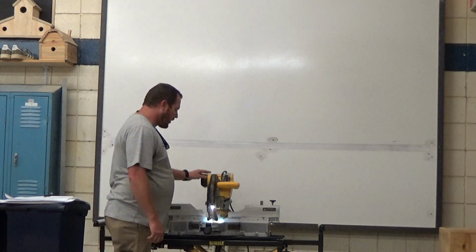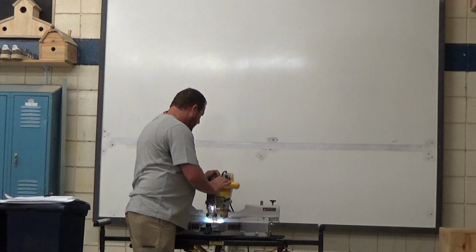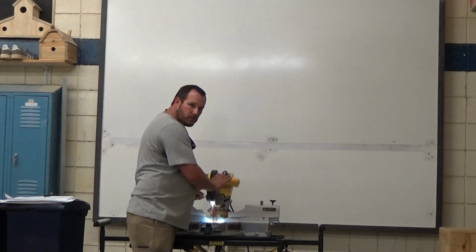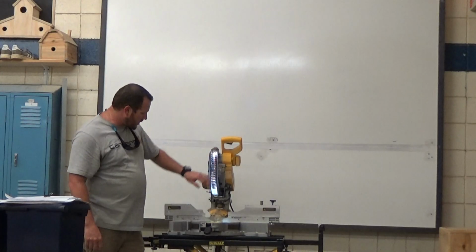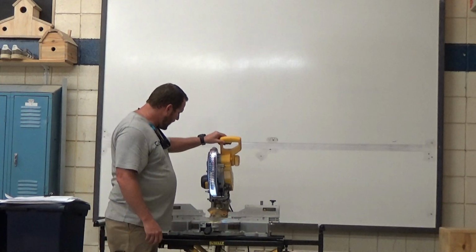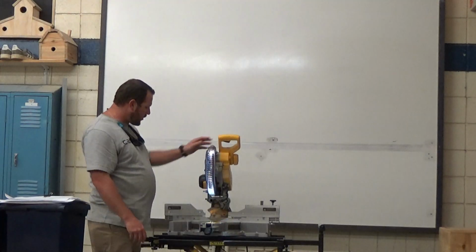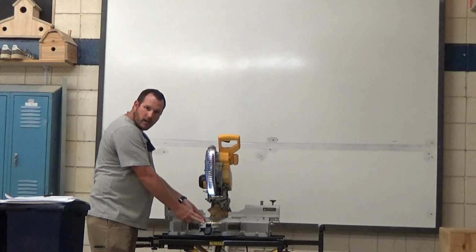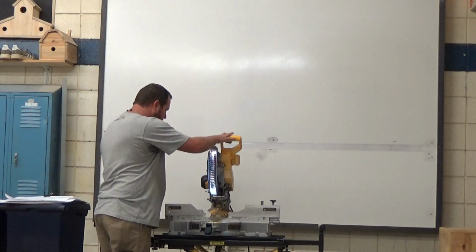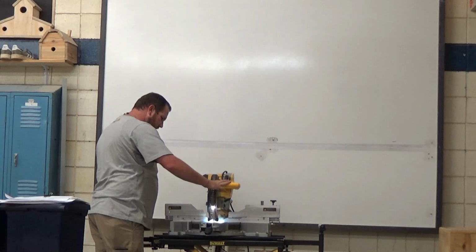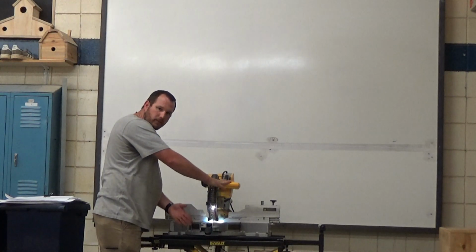All right. There's also another feature. This is a sliding miter saw. Not all miter saws have this, but this one is a pretty nice miter saw. It has a slide feature. This is for cutting wider boards. So let's say that you've got like a 2x12 that you need to cut. If you just chop straight down like this, it's not going to cut all the way through the board.